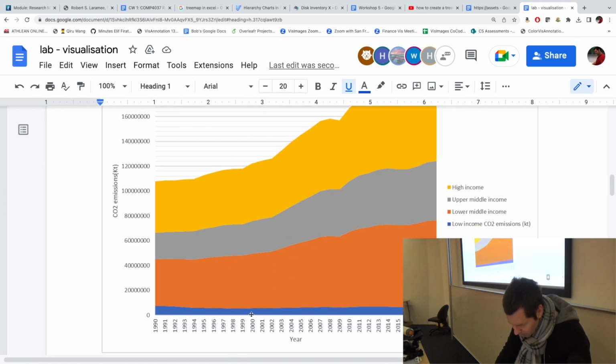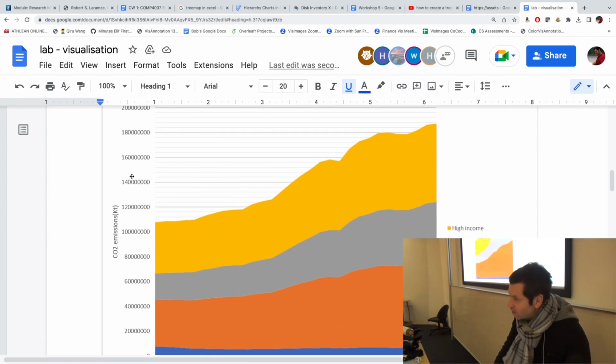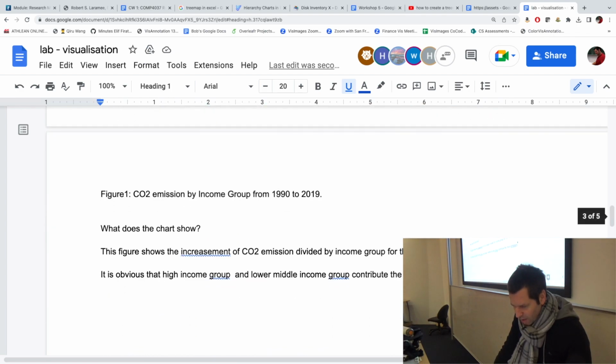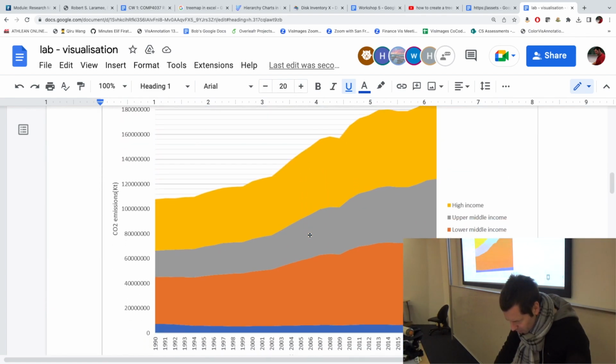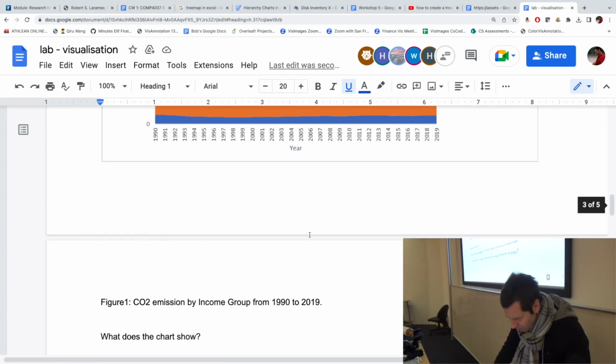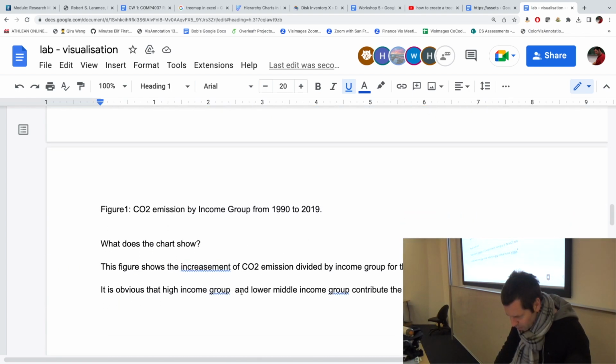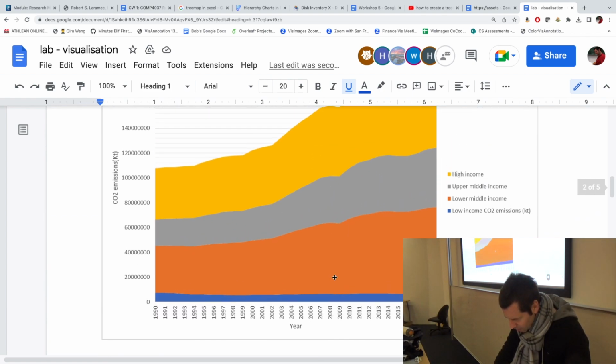I can see clearly what the x-axis is, and I can see clearly what the y-axis is. There's a nice color legend here, so this is good. Okay, increase, yeah. See that divided by the income group for the last 20. Okay, so it says it's obvious that the high income group and lower middle income group contribute the most emission. Okay, yep, that looks true.